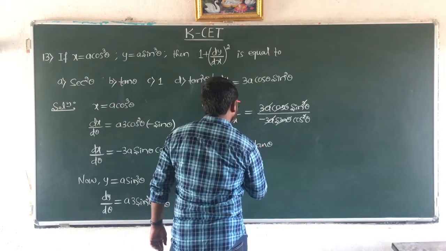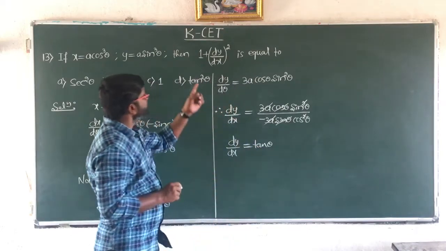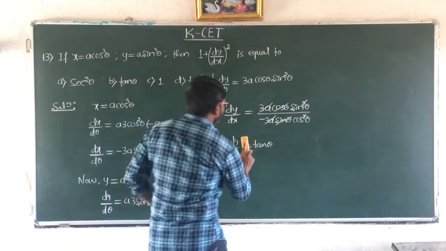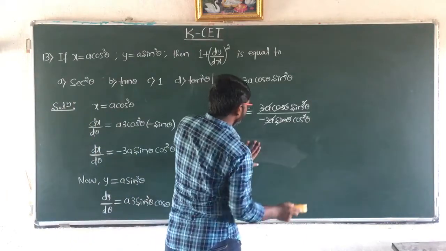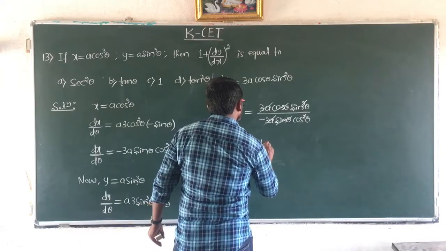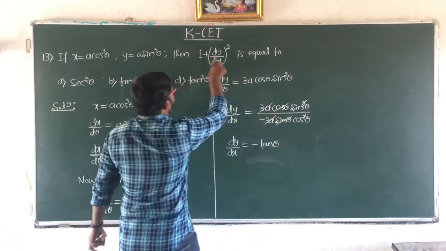But what we have to find here? 1 plus dy by dx the whole square, where dy by dx is minus tan theta. Now let us go for this condition.